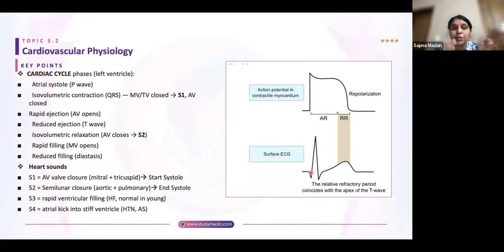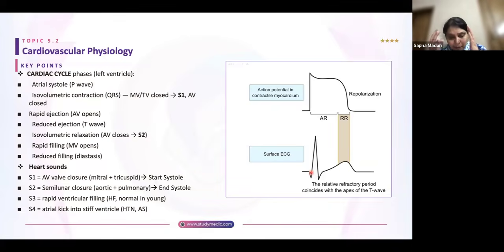Okay, so the mitral valve is closed and the semilunar valve, or the aortic valve, is also closed. Okay, at the end of this isovolumetric contraction, when the pressure of the ventricle supersedes the pressure in the aorta, the semilunar valve will open and there will be a rapid ejection. The ventricle is now going to push the blood out into the aorta, and on the right side it will go into the pulmonary system. Okay, so the semilunar valve will open.